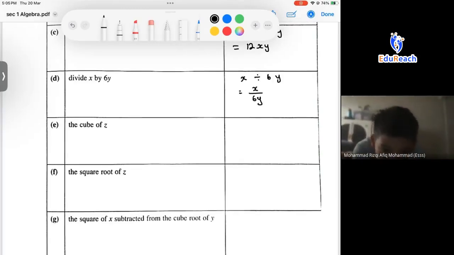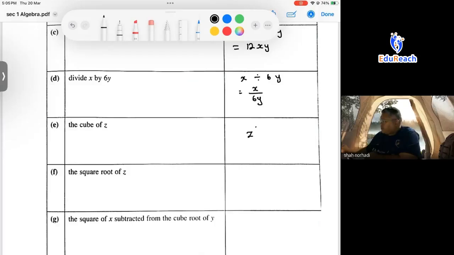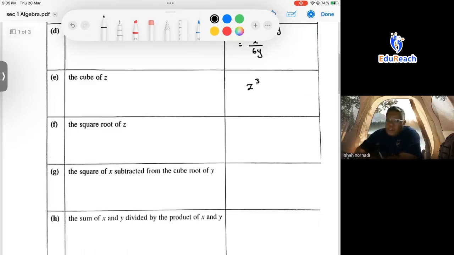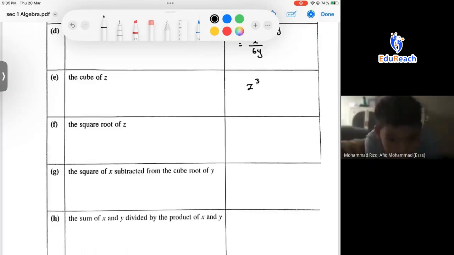Is to the power of 3. Very good, because it's cube. Good. How about F? Z divided by Z.